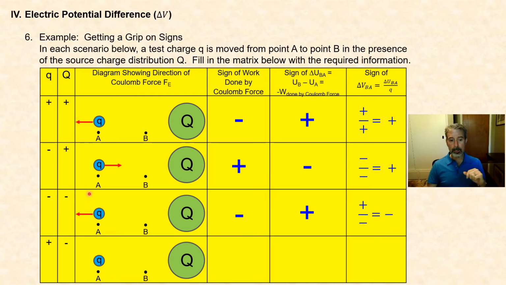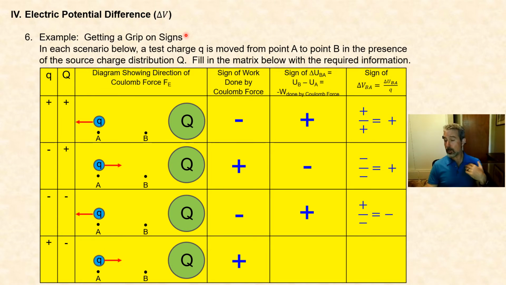And the last scenario here, okay, once again, our source charge is negative, but in this case, our field charge is positive, so they're attracted, opposites attract, in which case the work done by the Coulomb force will be positive since the force and the displacement are in the same direction.